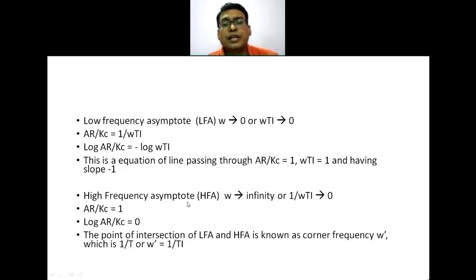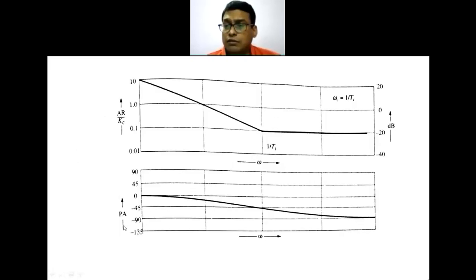Similarly, for the high frequency asymptote, where omega tends towards infinity, 1 upon W tau I tends towards 0. So the amplitude ratio comes as 0. So it's a line of amplitude ratio upon Kc having the 0.1 value.